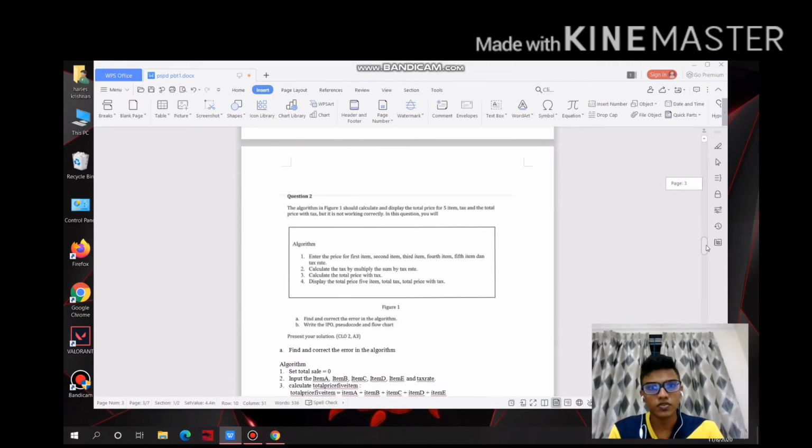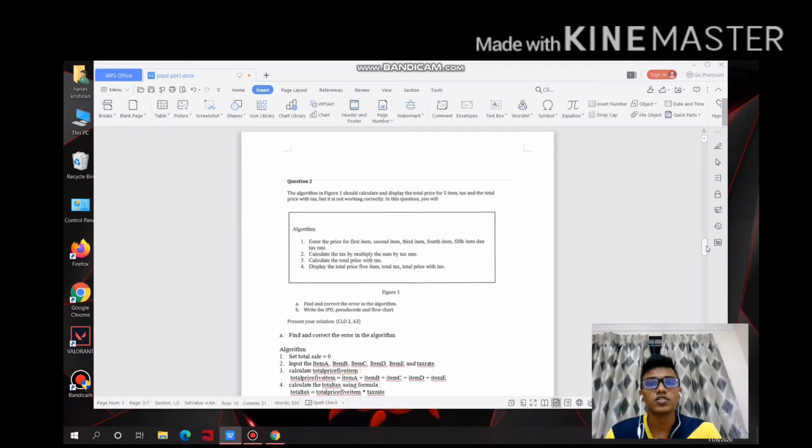So for question number 2, the algorithm in figure 1 should calculate and display the total price for 5 items, the tax, and the total price with tax, but it's not working correctly. So we need to find and correct the error in the algorithm, and then we need to write the IPO, pseudocode and the flowchart.